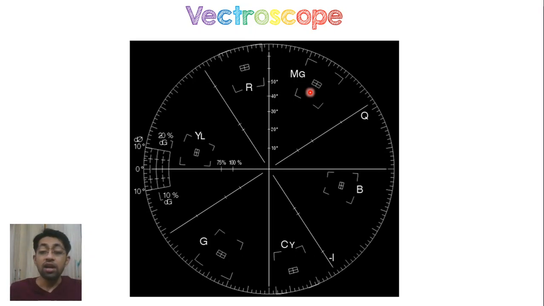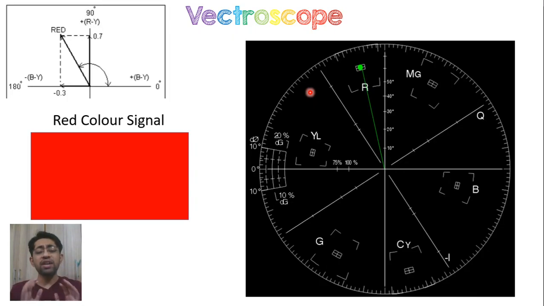Now if we apply a pure red color signal, yes, we already learned that with the pattern generator we can apply a unique color onto the entire screen of the TV. So let us say that we have produced the raster pattern, which is displaying the pure red color on the TV screen. We already know that for the red color, there is some predefined length of the vector or chrominance signal, and there is a predefined angle. So if we apply the RF signal corresponding to the pure red color only to the vectroscope, then that vectroscope will plot the chrominance signal on its screen.